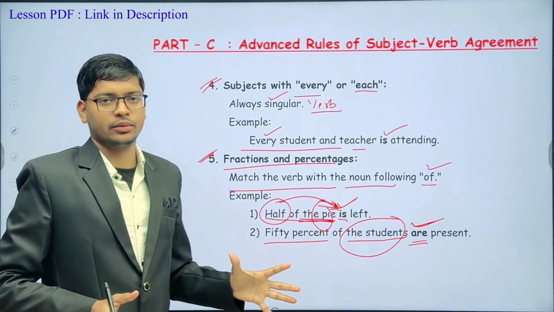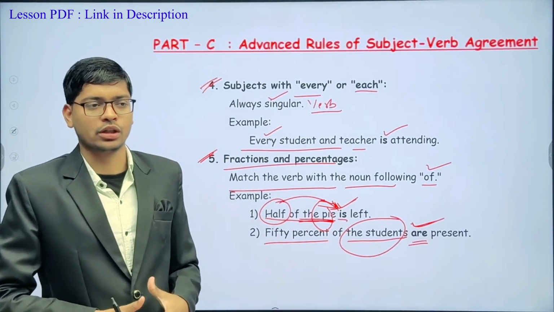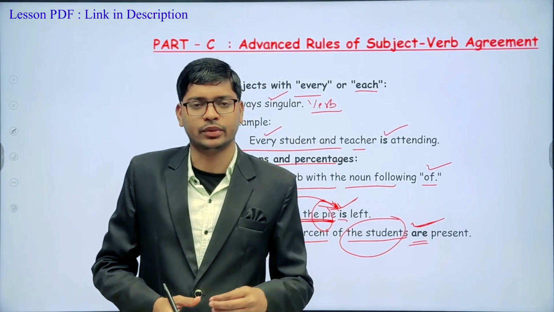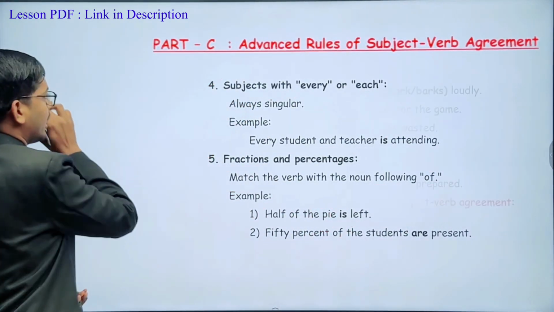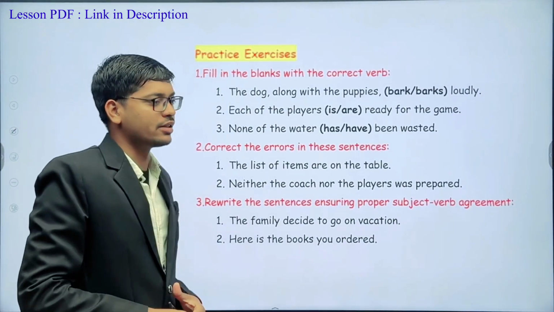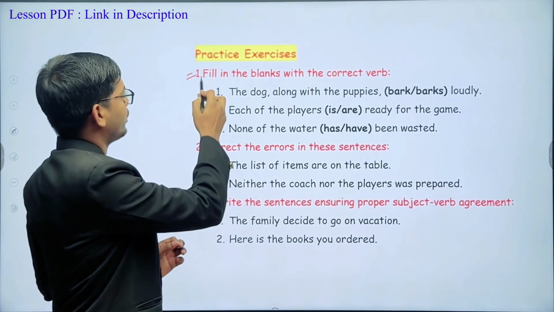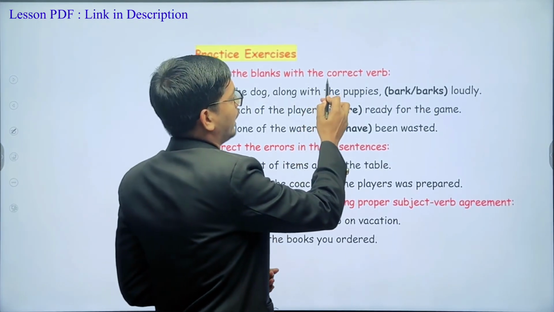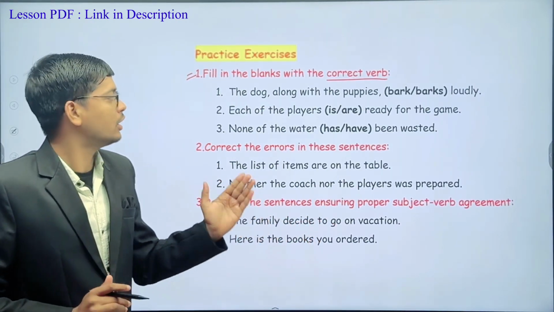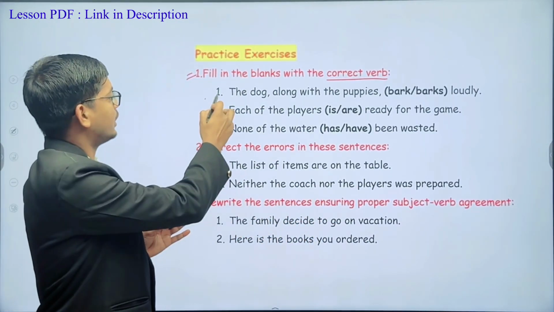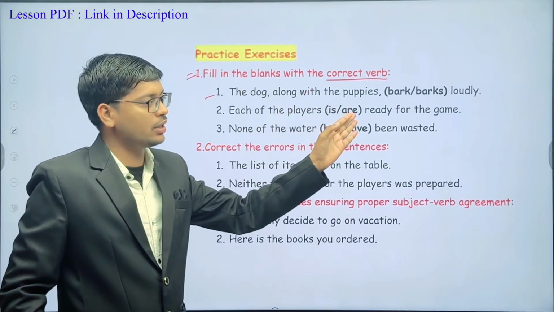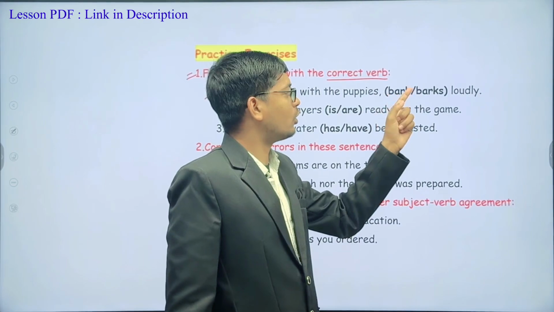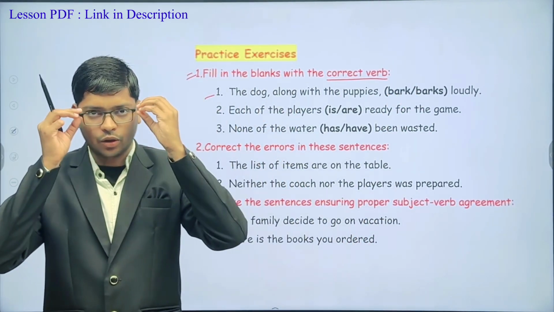So guys, you understand subject verb agreement rules: basic rules, intermediate rules, advanced rules, and at the end let's do some practice exercises. First, fill in the blanks with the correct verb. Our first sentence: the dog along with the puppies walk or walks loudly. What is correct here?